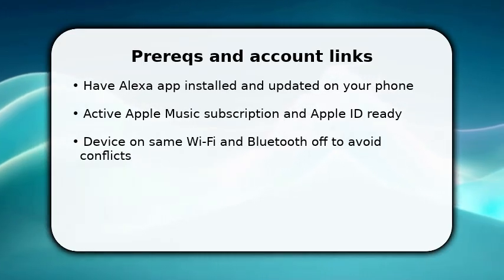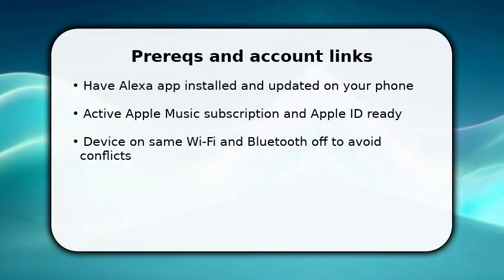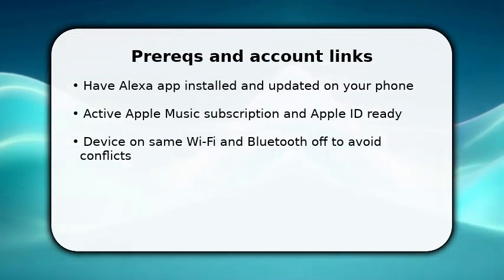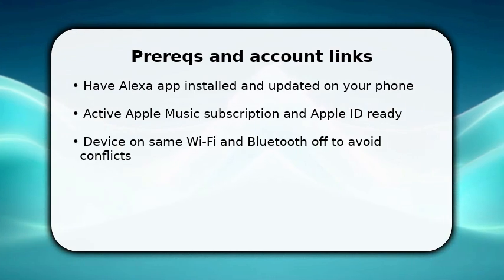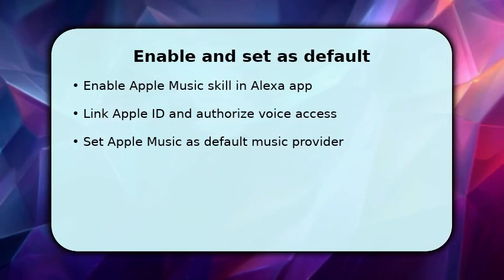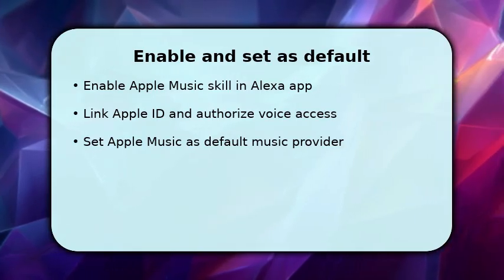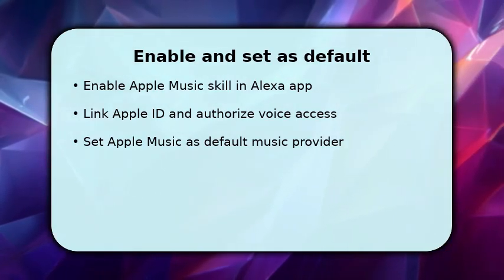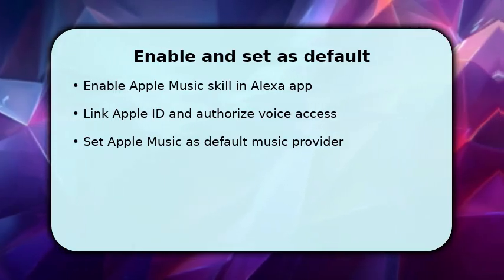Make sure your Echo is online and on the same Wi-Fi. This prevents authentication failures when you authorize Apple Music in the next step. You enable the Apple Music skill and follow prompts to sign in with your Apple ID. This grants Alexa permission to stream your purchased tracks and playlists.